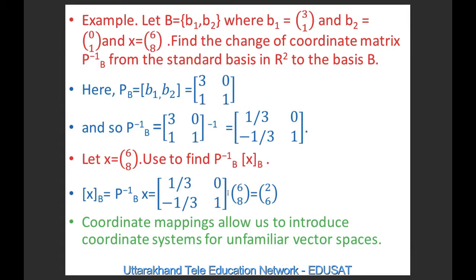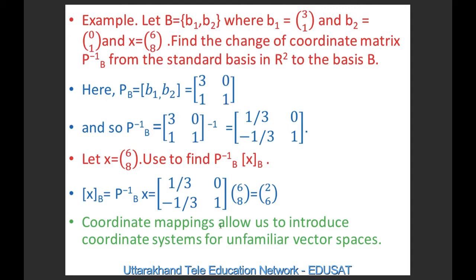If we multiply these two, this is a matrix of order 2 by 2 and this is a matrix of order 2 by 1, so we can multiply these. We will multiply 1 by 3 into 6 plus 0 into 8, we will get 2. Minus 1 upon 3 into 6 plus 1 into 8, we will get 6 here. So the resulting matrix is (2, 6). So we have found the change of coordinate matrix PB inverse from the standard basis in R square to the basis B, and we have also calculated XB.